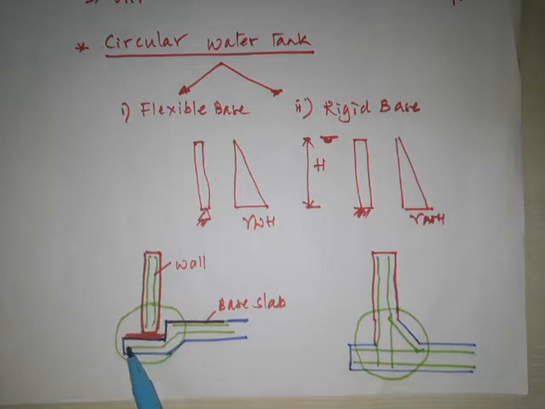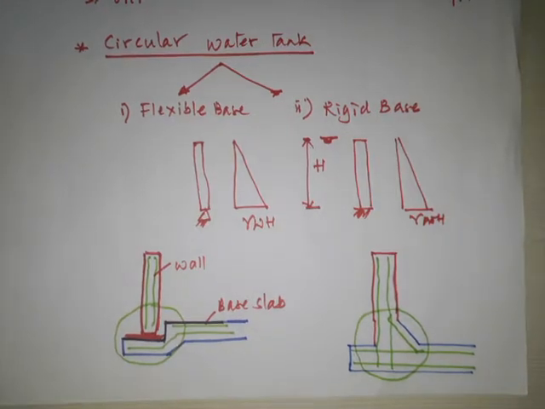I would like to have one more discussion over here. You can see the detailing part. As I told you, you can see here the reinforcement is not crossing over each other if it is the flexible base. And if it is a rigid base, you can see the reinforcement from the wall and the base slab crossing each other to maintain a rigid connection, correct? So this is the first difference you can see between the flexible base and rigid base.